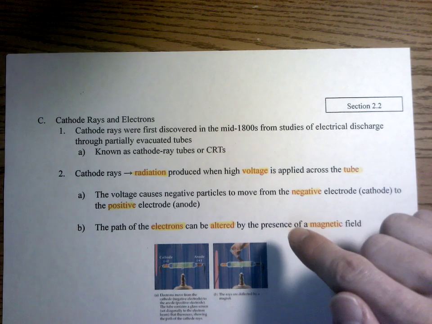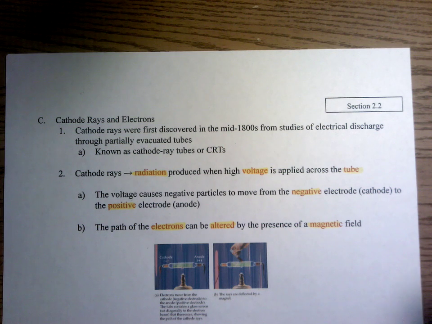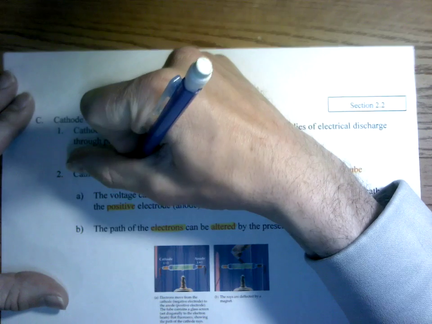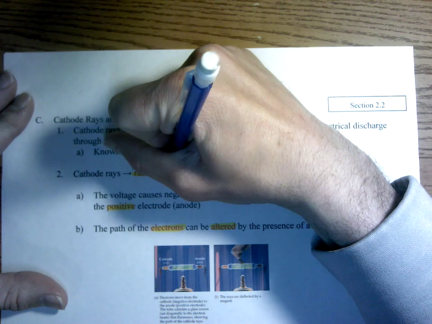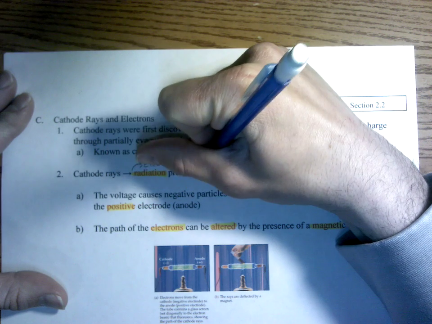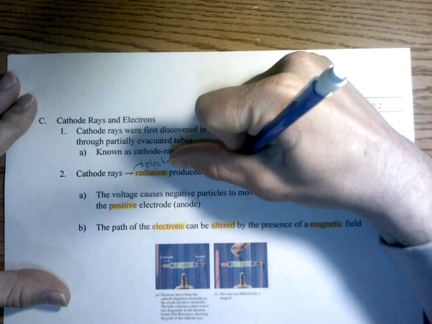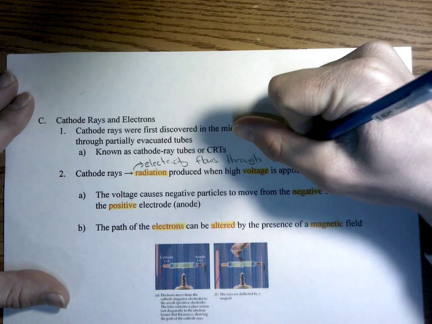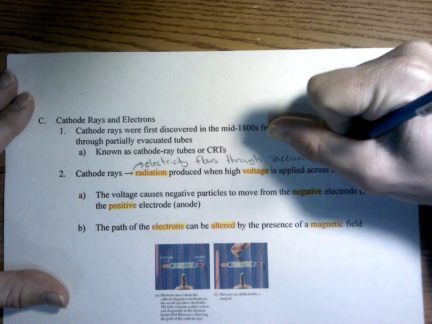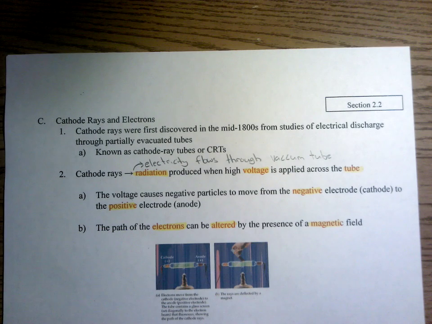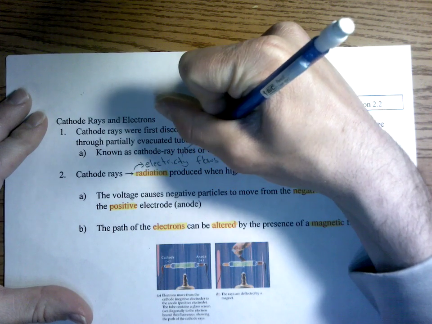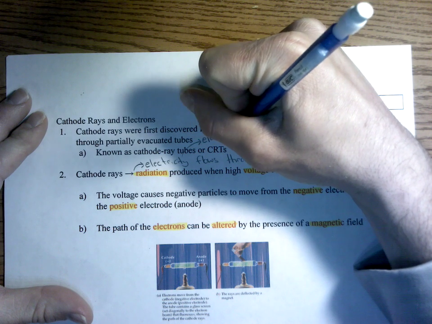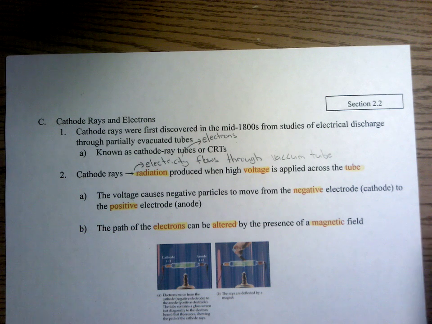A cathode ray, it says here, is radiation produced when high voltage is applied across a tube. Well, let's break this into layman's terms. Electricity flows through a vacuum tube. Okay, let's keep that relatively simple. Now, electricity, we already know, is typically talking about the movement of electrons. So I'm going to have a definition within a definition here. Basically, we're talking about electrons moving through a vacuum tube.